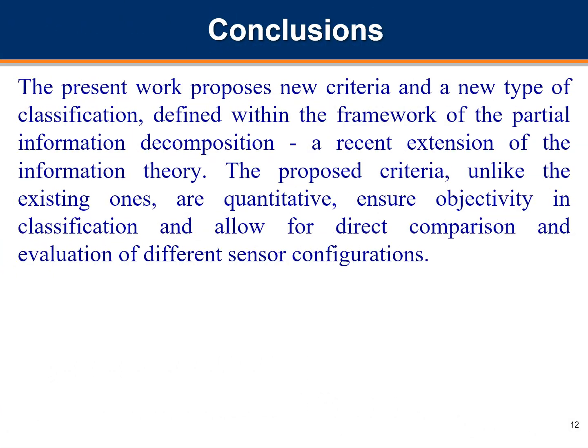The present work proposes new criteria and a new type of classification defined within the framework of the partial information decomposition, a recent extension of the information theory. Each criterion is a term of the decomposition quantifying a specific amount of information between the source variables, the observations of the separate sensors, and the target variable, the variable to be found by fusing the source variables. The proposed criteria, unlike the existing ones, are quantitative, ensure objectivity in classification, and allow for direct comparison and evaluation of different sensor configurations.